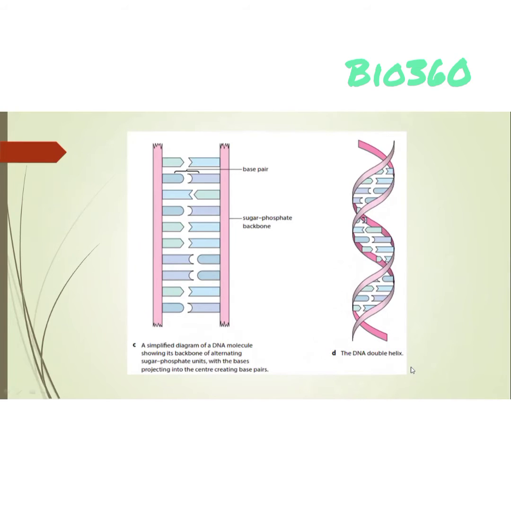DNA is a double helix. It's a double helical molecule where two polynucleotide strands twist around each other. See, there are two polynucleotide strands twisting around each other, and the strands have a sugar phosphate backbone. This is the sugar phosphate backbone, and these are the base pairs.